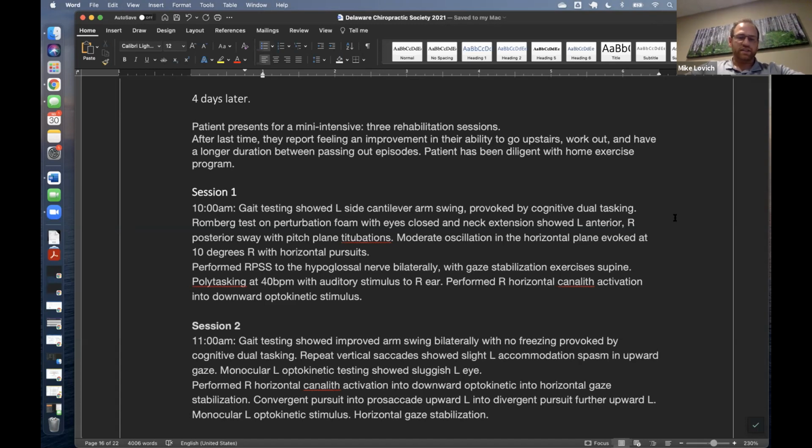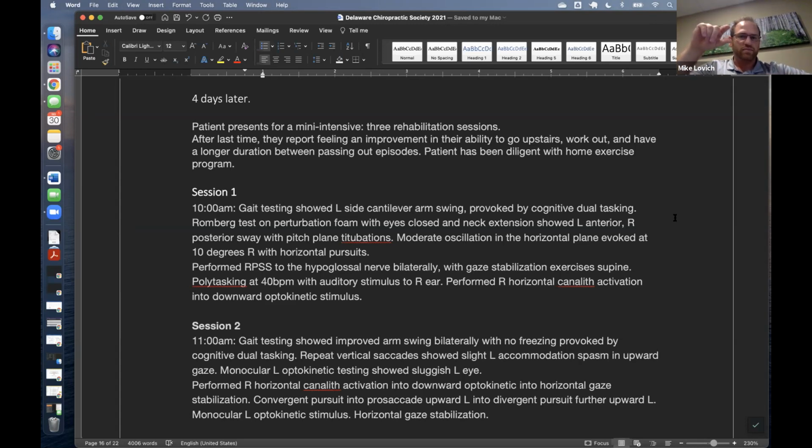All right, then I did polytasking with her with the auditory stimulus to the right ear. In other words, we were trying to drive left brain activation, and even though the cochlear pathway is bilateral, it biases the right ear over the left ear. And then we performed some right vestibular activation to get the vestibular system moving and get the midbrain activated into a downward optokinetic stimulus, because part of the issue that she had was when she's sitting, remember we had that nystagmus in the video that we showed 2 days ago?